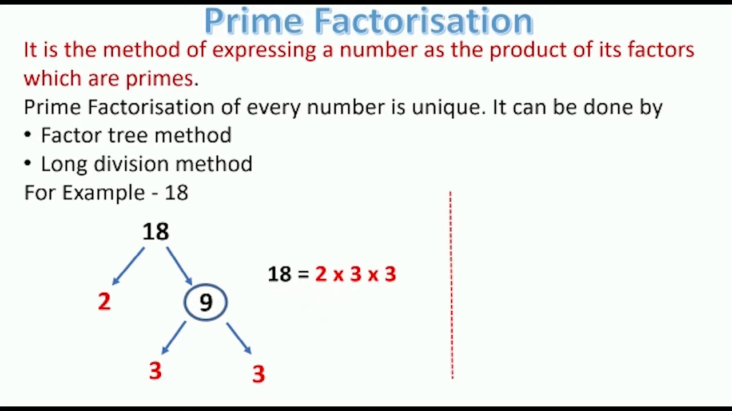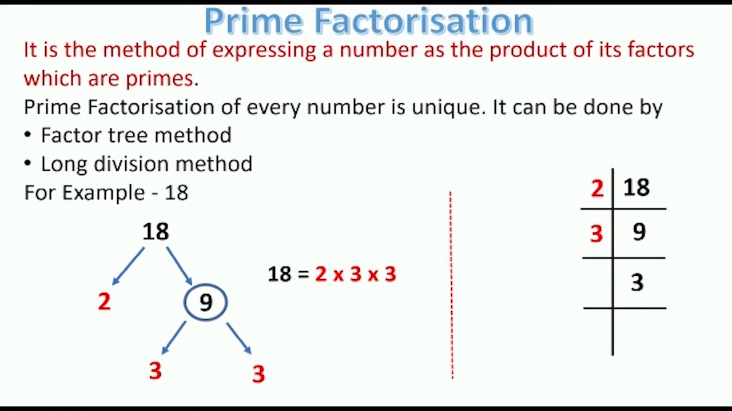Okay. Now see the long division method, children. How to find prime factorization by the long division method. See, write here 18. Then how will you divide this 18? You can divide this 18 by 2. So divided by 2, you will get 9. Then this 9 can be divided by 3. So write here 3. Then when you divide this 9 by 3, you will get 3. So write here also 3.